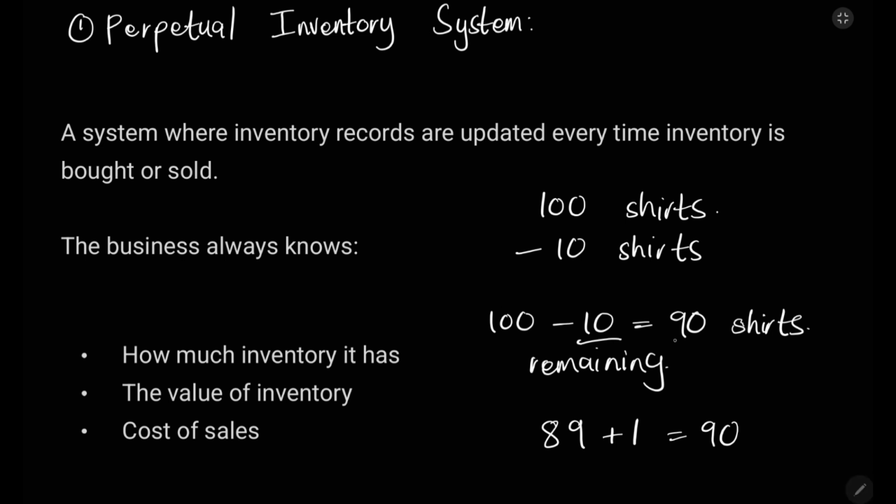If they know that they have 90 shirts remaining, we said 100 minus 10, right? If, for example, the answer wasn't 90 and they said, let's say we have 85 shirts, you know that the other books that are related to their inventory would obviously not match, simply because they did not record their shirts well. So that is the perpetual inventory system. In conclusion, they always track their inventory every time something is bought or sold.